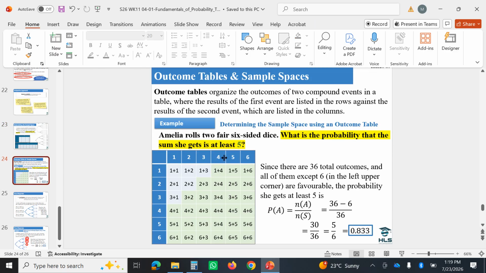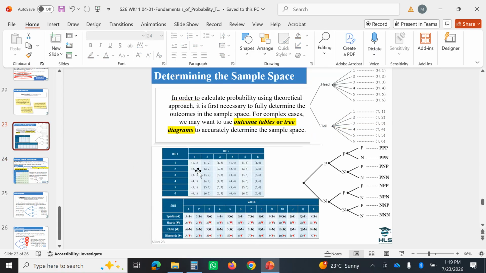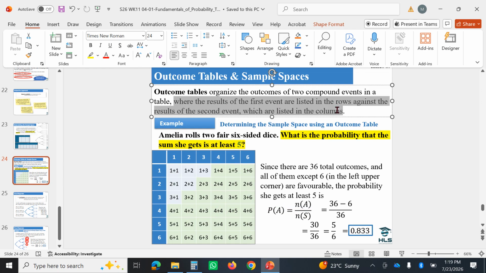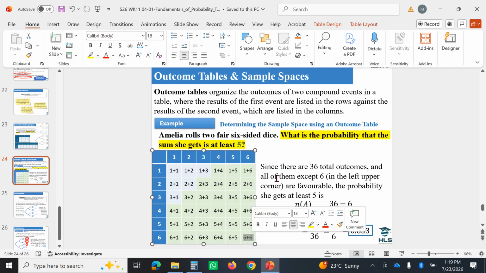Let's have a look here. Outcome tables organize the outcomes of two compound events in a table. Remember our dice? You have one dice and another dice, two different things going on here, where the results of the first event are listed in the rows against the results of the second event. So here we're talking dice 1, 2, 3, 4, 5, 6 and 1, 2, 3, 4, 5, 6. So here is 1, 1, rolling snake eyes, and all the way down here, having a 6 on both.